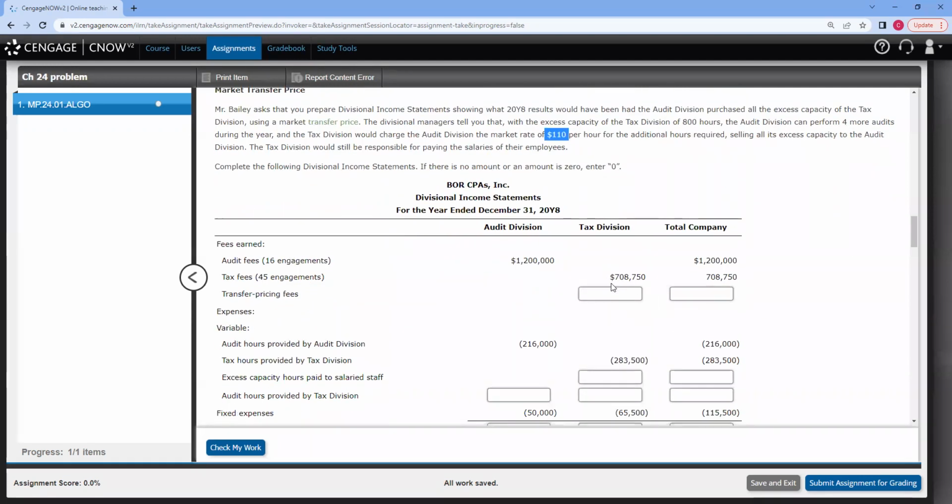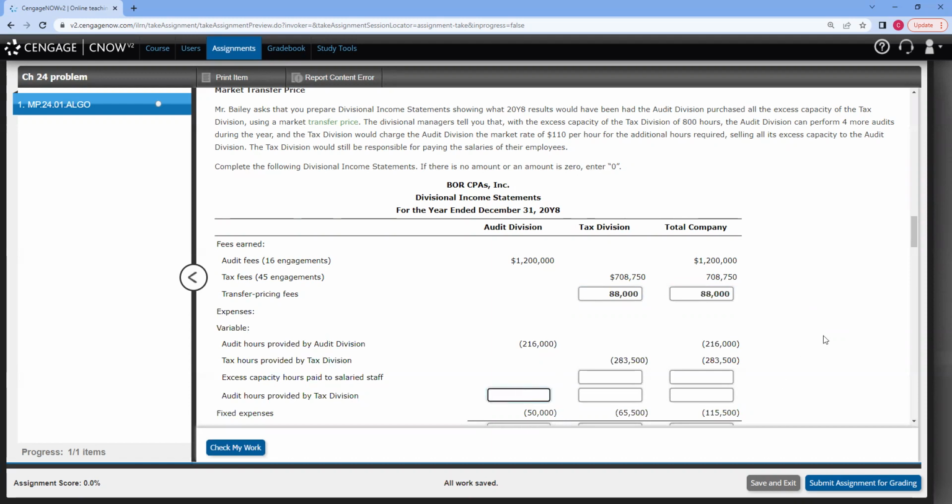So if the tax division is selling the 800 hours of labor at $110 per hour, 800 hours at $110 per hour gives them an additional revenue of $88,000.